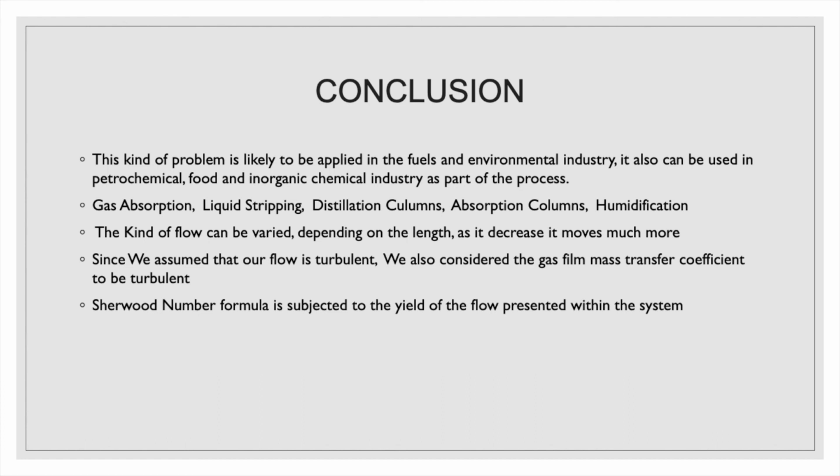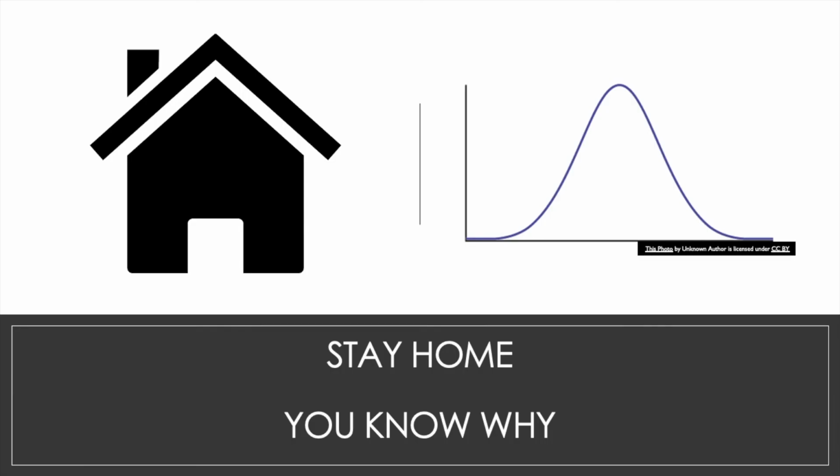Concluding with the problem, as the length decreases, the Reynolds number will increase as well. The flow near the wall will be moving faster, which is subject to the decision of choosing the right Sherwood number equation. Depending on the flow, the chloride gas will be assumed as turbulent, and that's why we focus on it.